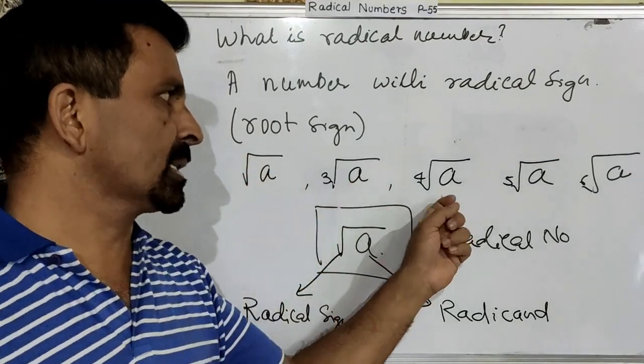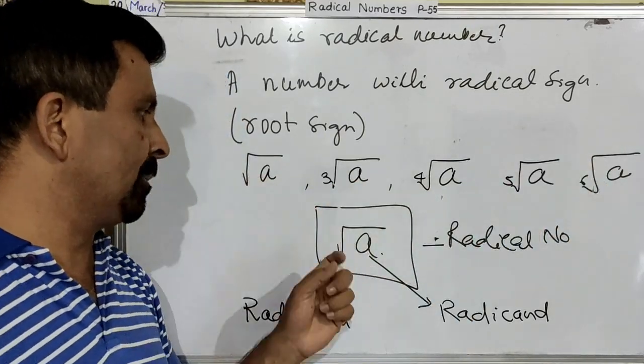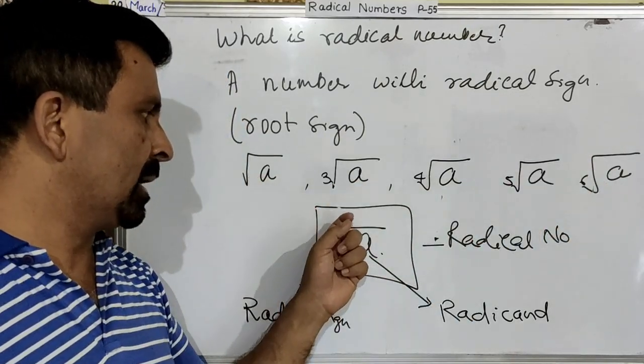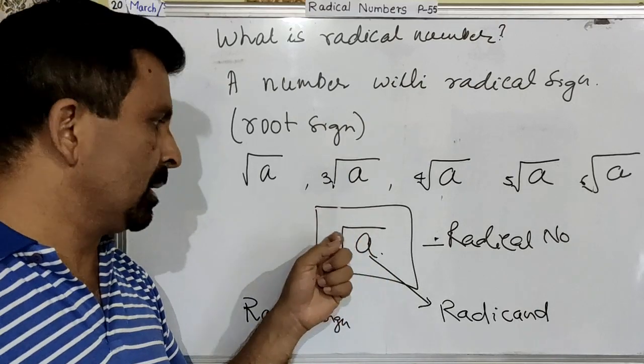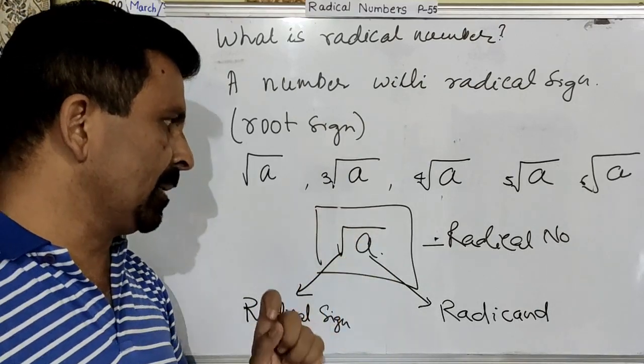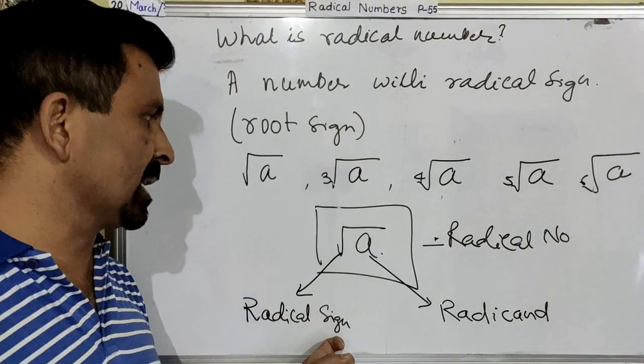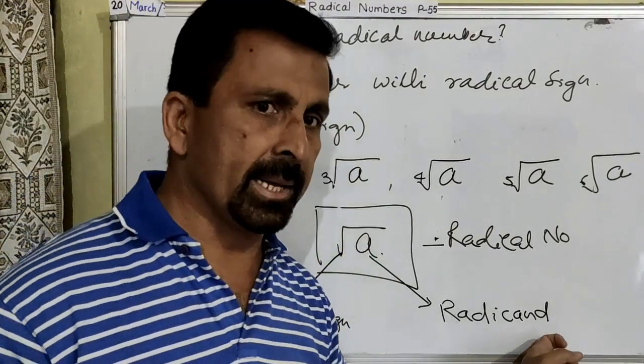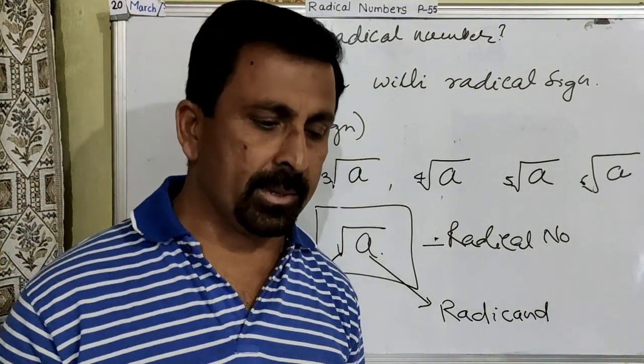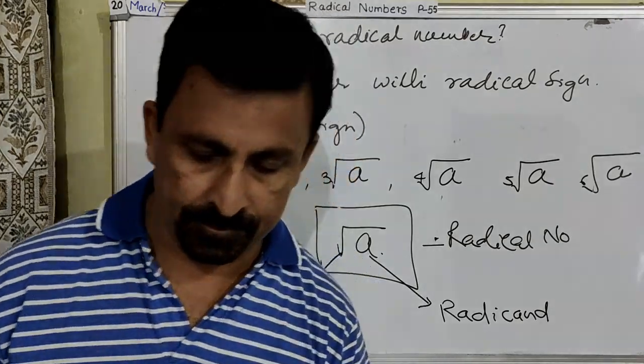So these are all called as the radical number, and in this radical number, I have taken one example where there are 2 parts. One is the sign part, another is the number part. The sign part is called as the radical sign, and the number part is called as the radicand. So this was the basic information of radical number.